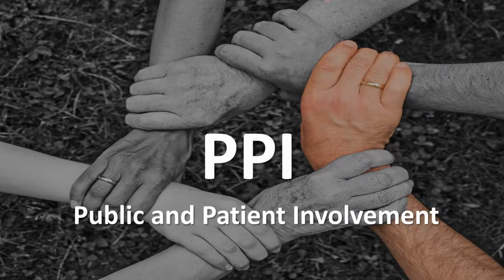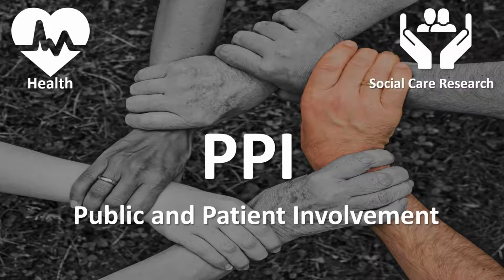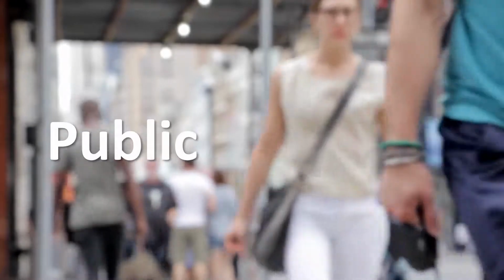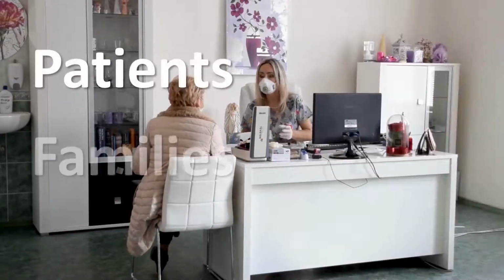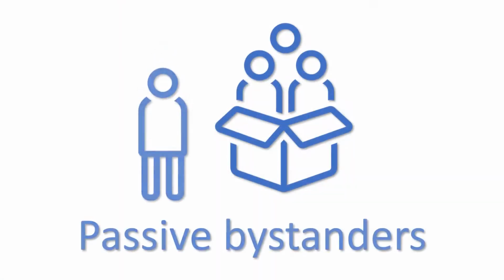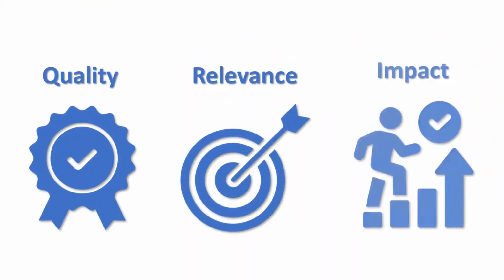PPI, or public and patient involvement, forms an integral part of health and social care research. It refers to the involvement of the public, patients, and their families and carers, not just as passive bystanders or research subjects, but as active co-contributors to the research process. It can improve research quality, relevance, and impact.